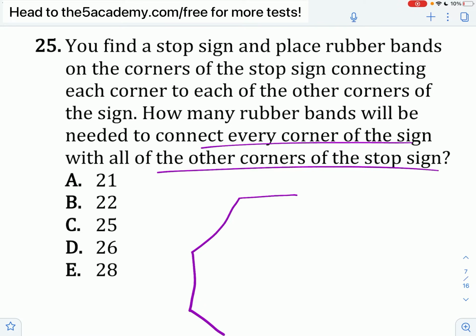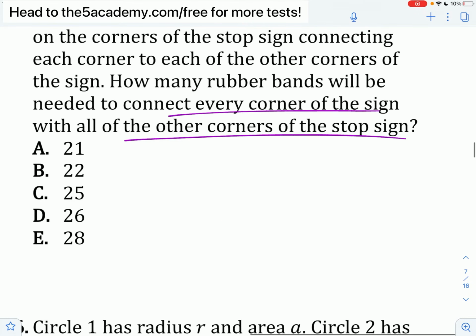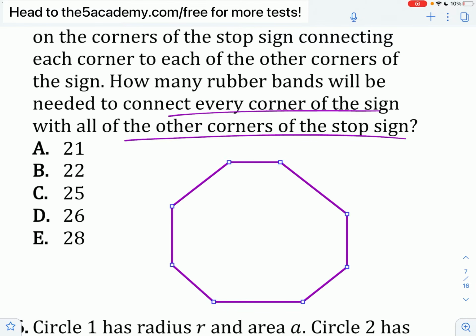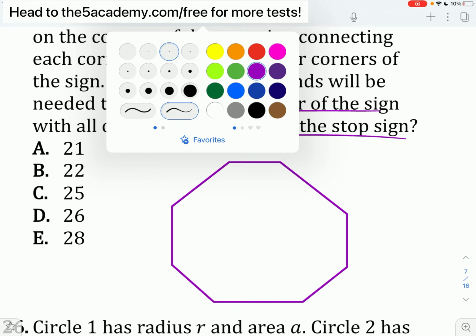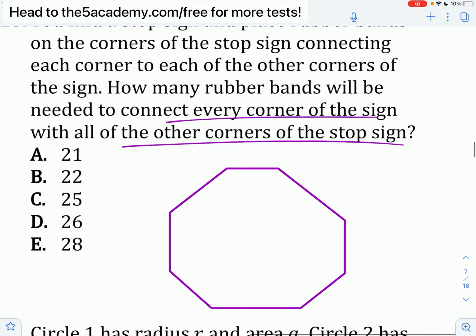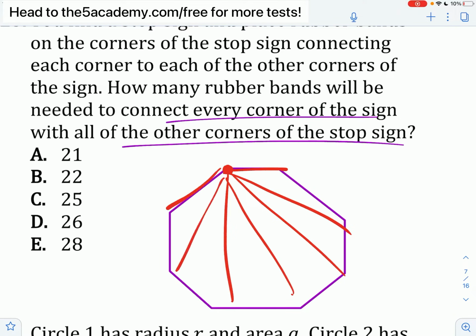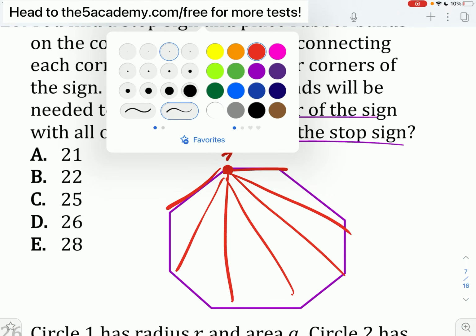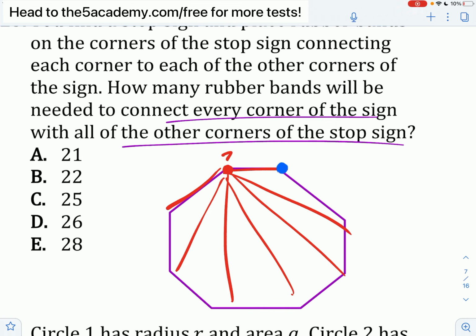Let's say I have a stop sign, make that a bit smaller. So we have a stop sign like this. What I'm going to do is pick a corner and start drawing these lines, these rubber bands that extend to all the other corners. So we start here, 1, 2, 3, 4, 5, 6, 7. So from this point we have 7 rubber bands.